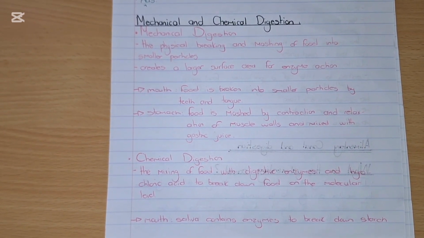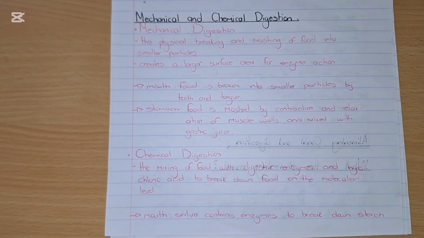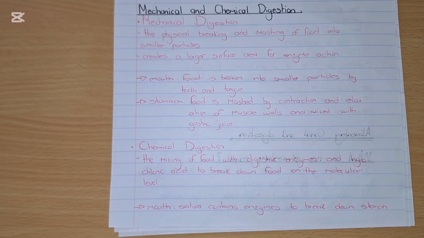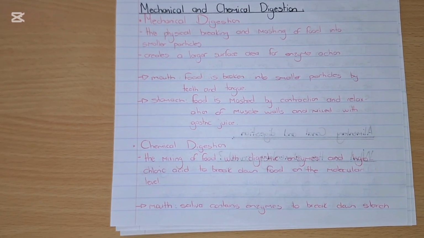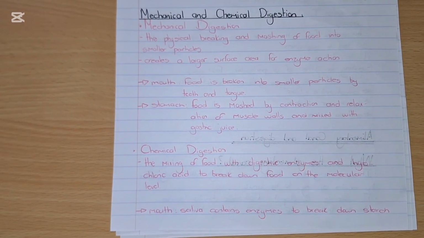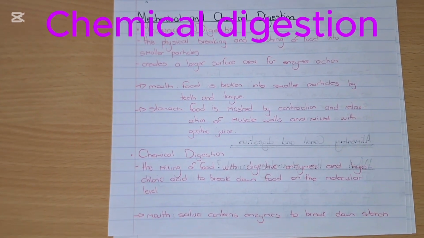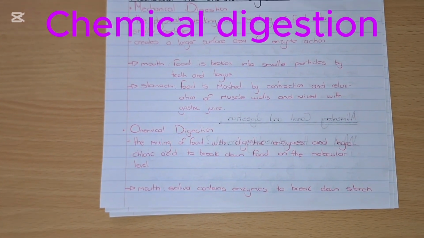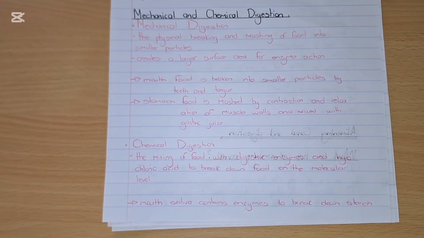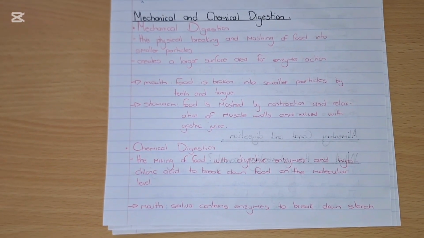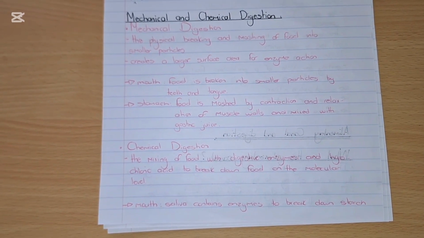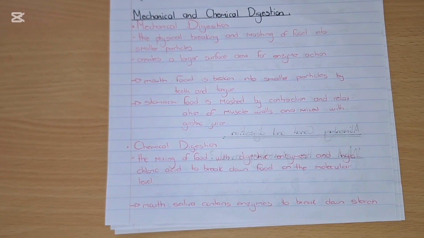And then in the stomach, food is mashed by contraction and relaxation of muscle walls and mixed with gastric juices. So all the food that you ate travels down the esophagus and drops right into the stomach, and then there, the muscle walls of the stomach do their thing and it mixes with the gastric juices. Then we have chemical digestion, which is the mixing of food with the digestive enzymes and hydrochloric acid. Hydrochloric acid is the stomach acid that is in your stomach. It is very strong. I've seen a video where if you put it on a wooden table, it will dissolve that wooden table. So it is very, very strong.